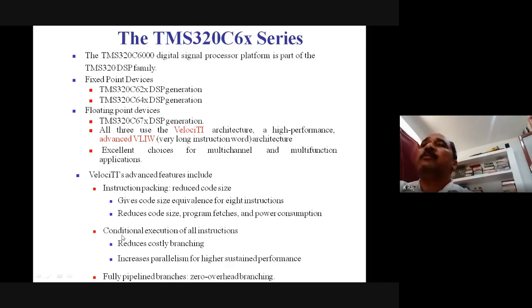So speed will be faster and power consumption will be lower here. And the second feature is the conditional execution of all instructions, which reduces cost using the branching, and it increases parallelism, and if parallelism is increased, naturally the performance will be increased here, having the higher speed. Now the fully pipelined branches, and hence there will be zero overhead looping and zero overhead branching here.